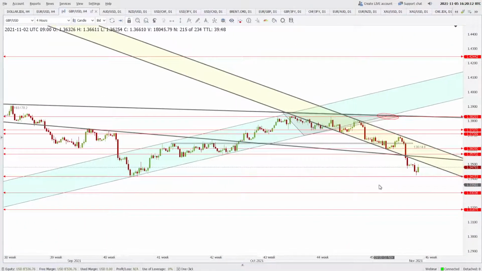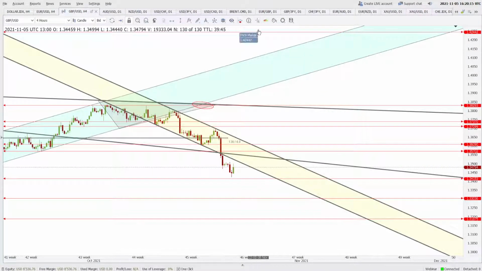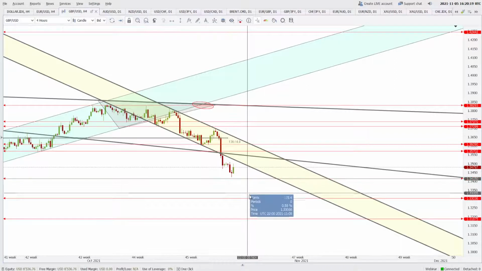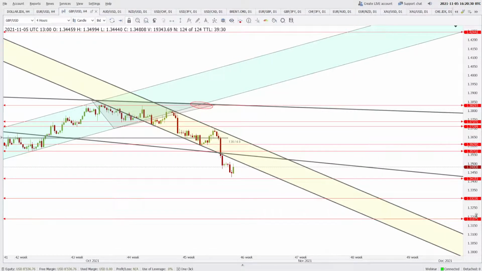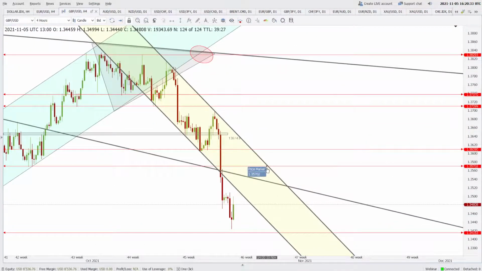But if 1.3415 is broken, then we have almost 110 points of range to the downside, like 1.3303. But if you can get a better opportunity to go short near 1.3570 here, or maybe 1.3609, these are better opportunities to go short in this market. Till the time this falling channel is not broken to the upside, we cannot be sure of the pound going higher from here.